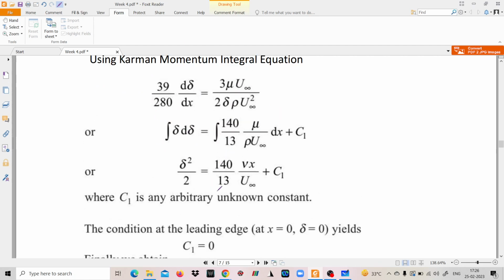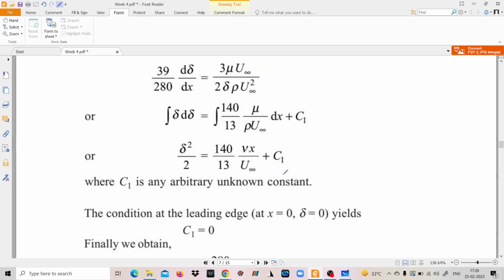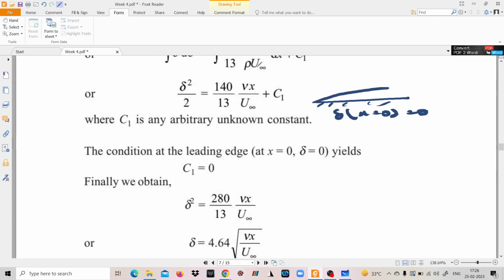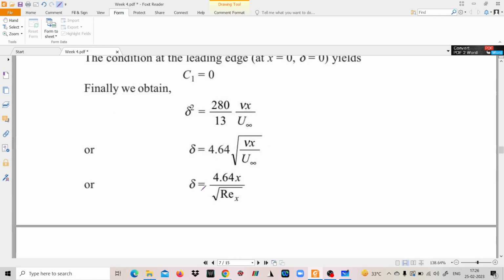From here you integrate and find the value of delta. But again there is a constant of integration. If you look physically, this is our flat plate, this is the leading edge. At the leading edge, what is the value of delta? That is, what is the value of delta at x equal to 0? The value of delta is 0. Use that condition, you will get the value of this C1. Then you find the value of delta.